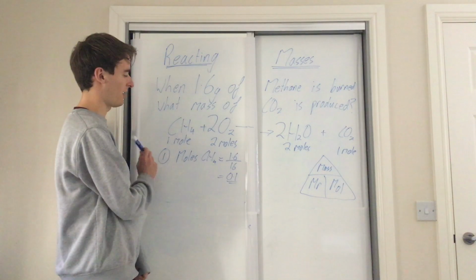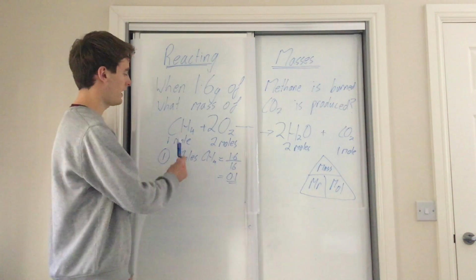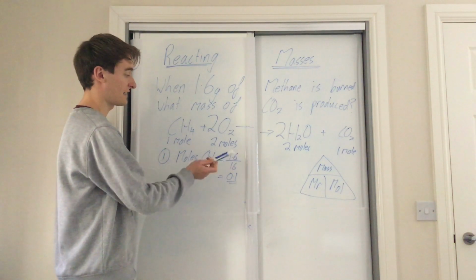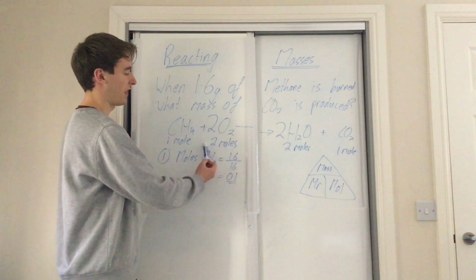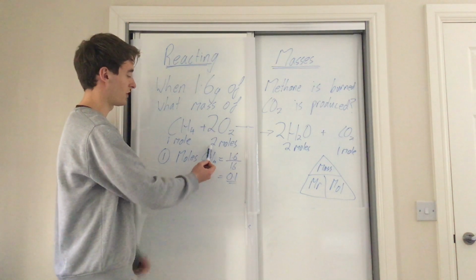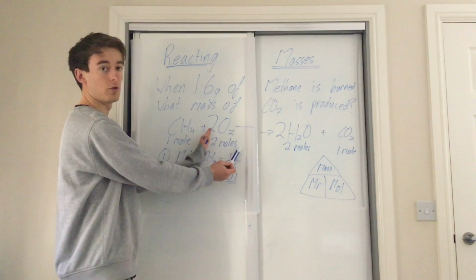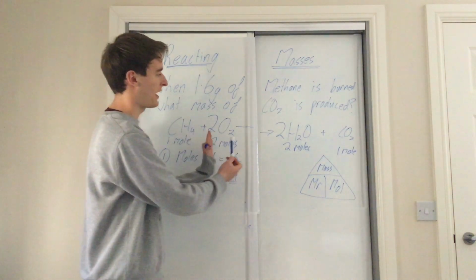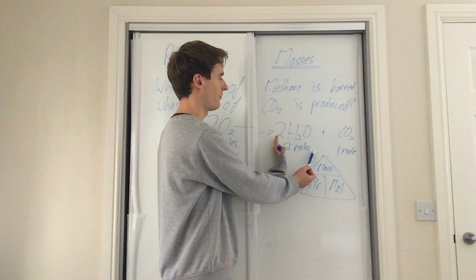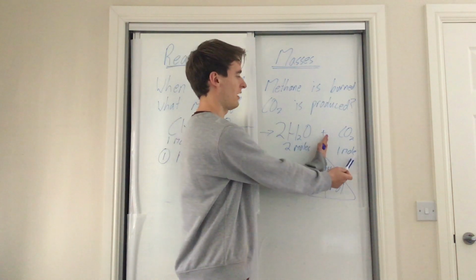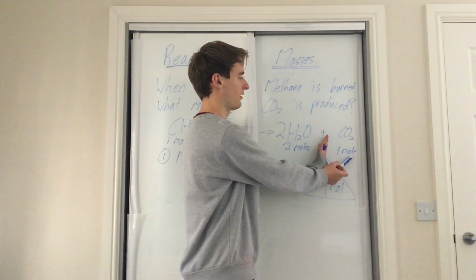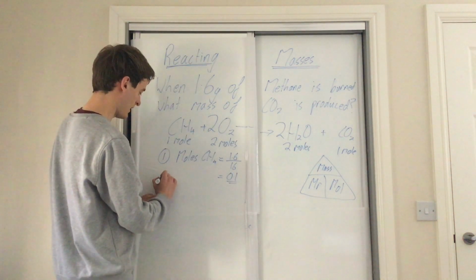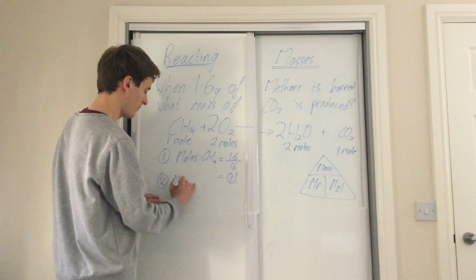0.1 moles of methane made. Now, if I react 0.1 moles of methane in excess oxygen, it will react with 0.2 moles of oxygen. Because if 1 mole reacts with 2 moles, then 0.1 will react with 0.2. And that will make 0.2 of water and 0.1 of CO2.